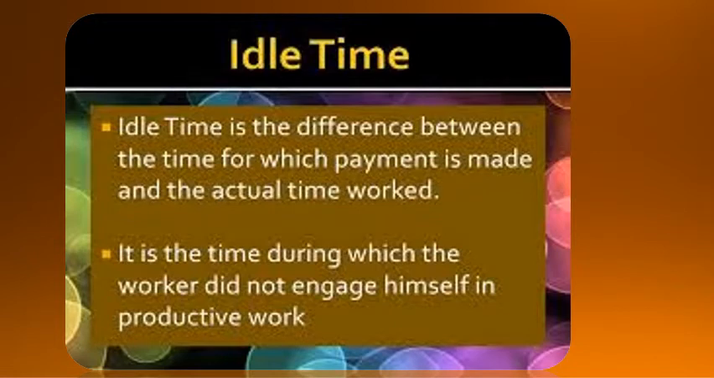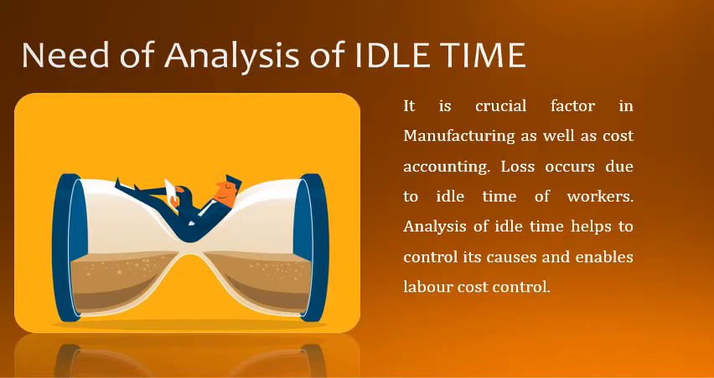So idle time is the difference between the time for which payment is made and the actual time worked. Suppose payment is made for 8 hours, but actual time worked is 7 hours. So 1 hour is the idle time, not ideal, that is idle time, rest time. It is the time during which the worker did not engage himself in productive work. Suppose there is a tea break. So tea break is idle time. Lunch break is also idle time.